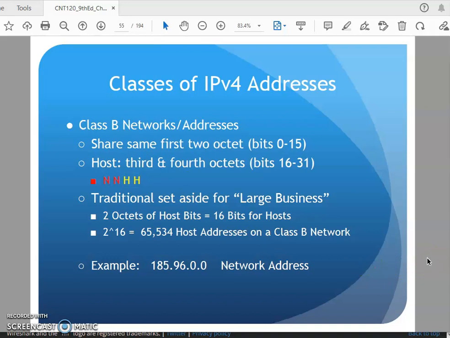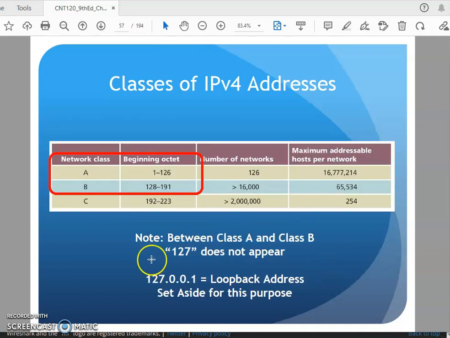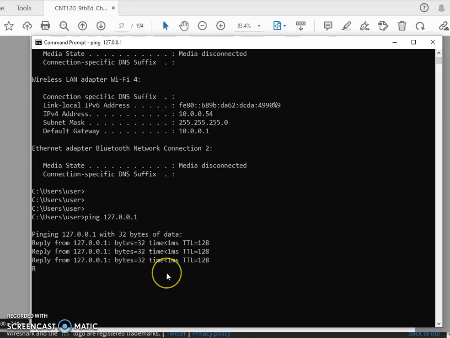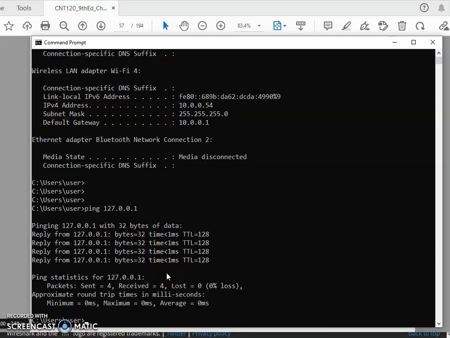Now, I do have a little reminder in here. If I look at my Class A and Class B first octet rule, I'll see that the number 127 does not show up. That's because 127.0.0.1 is our loopback address, so the 127 does not show up as a first octet. That was not assigned to any network anywhere, because 127.0.0.1 is my loopback. And real quickly, if I go to my command prompt here and do a ping at 127.0.0.1, that's pinging my loopback. That is checking to see if my NIC is functioning and TCP/IP is installed. If it is, it responds to that ping.